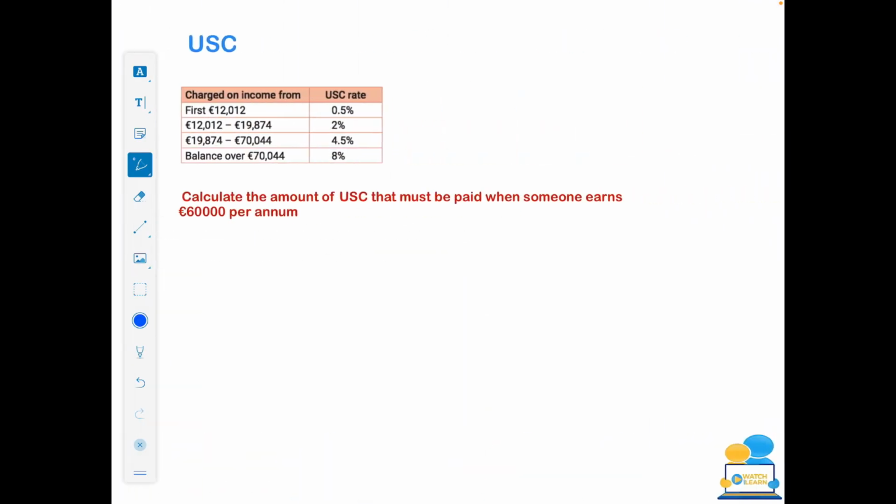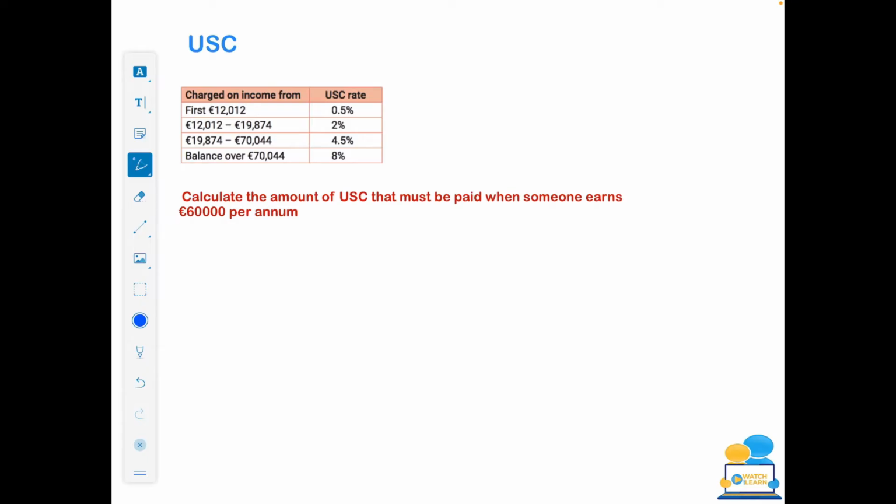Okay, now, what we're going to do next is move on to USC. Okay, USC is a different type of tax. It's called Universal Social Charge. You may have come across it if you're studying business. This is slightly different to calculate, okay? It's divided up into blocks. You'll be given a table similar to the table there on the page, okay? So basically it divides your income into chunks, okay?